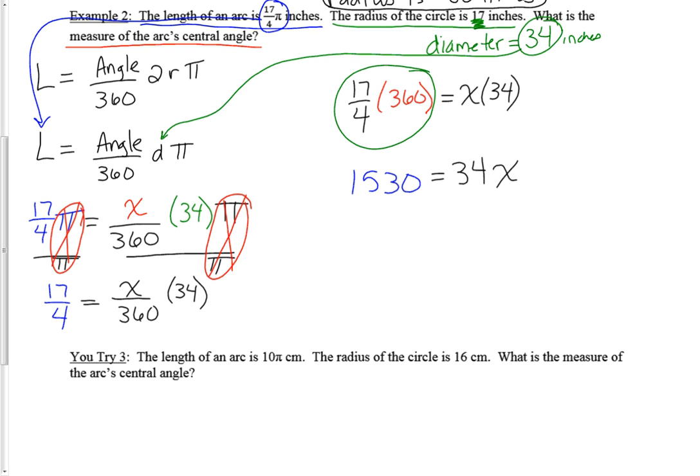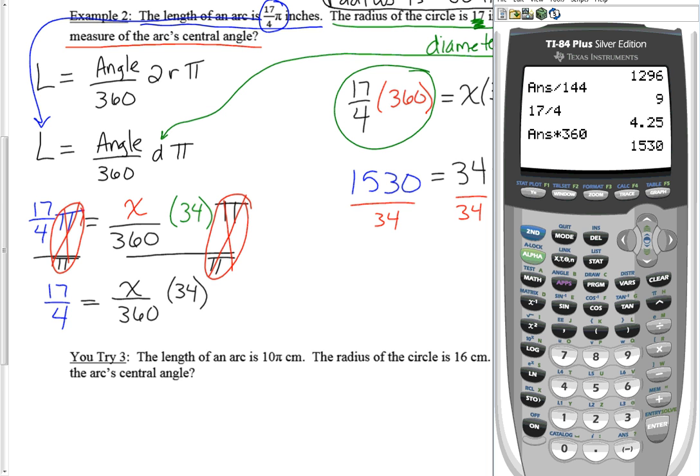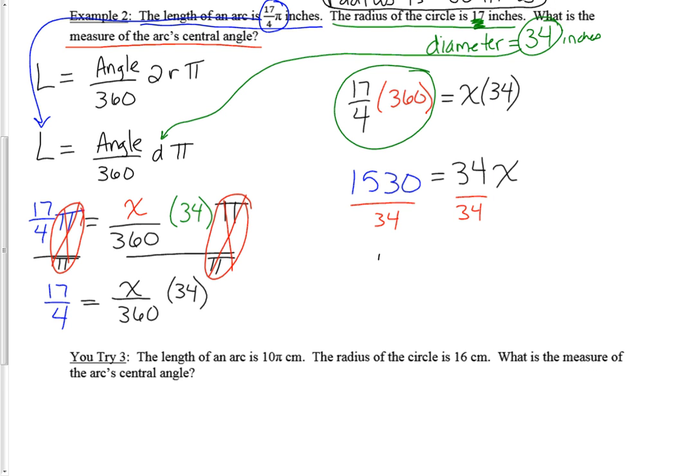Now, finally, to get x by itself, I'm going to divide both sides by the 34 so that I can get x completely alone. So, using my calculator, I'm going to take the 1,530, and divide by 34, and that's going to give me 45. So, 45 is equal to x.